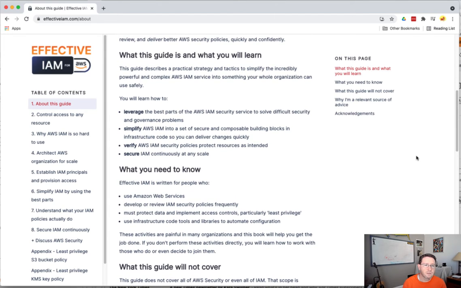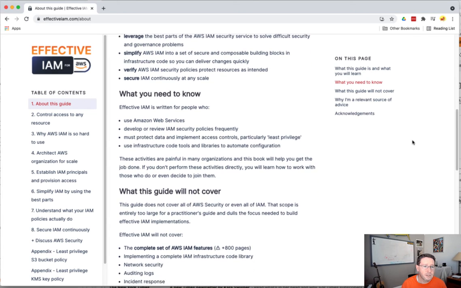What this guide is and what you'll learn. This guide describes a practical strategy and tactics to simplify the incredibly powerful and complex AWS IAM service into something your whole organization can use safely. You will learn how to leverage the best parts of the AWS IAM security service to solve difficult security and governance problems, simplify AWS IAM into a set of secure and composable building blocks in infrastructure code so you can deliver changes quickly. You'll learn to verify AWS IAM security policies protect as intended. You'll also learn how to secure IAM continuously at any scale.